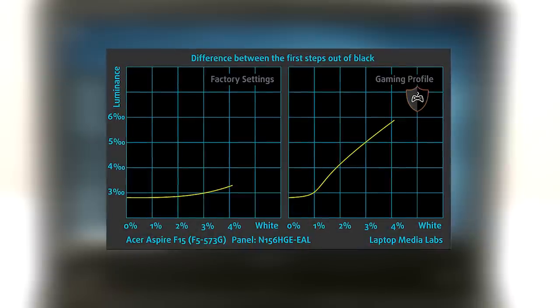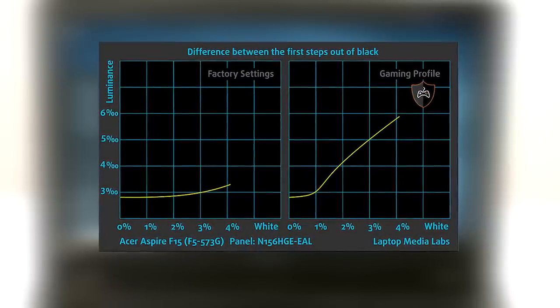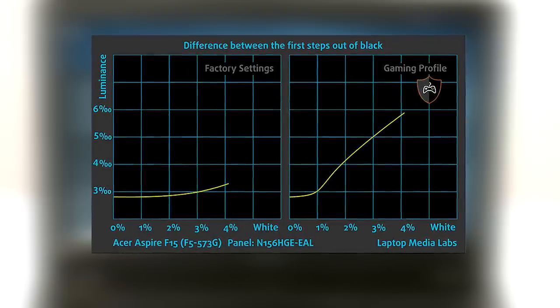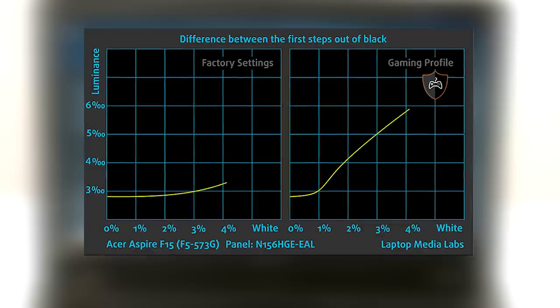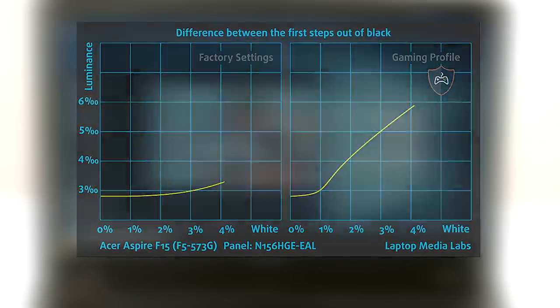The next figure shows how well the display is able to reproduce really dark parts of an image, which is essential when watching movies or playing games in low ambient light. The left side of the image represents the display with stock settings, while the right one is with our gaming and movie nights profile activated, which you can find and purchase in the description below.